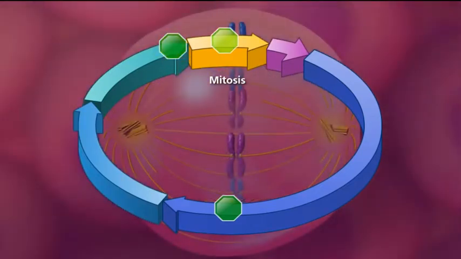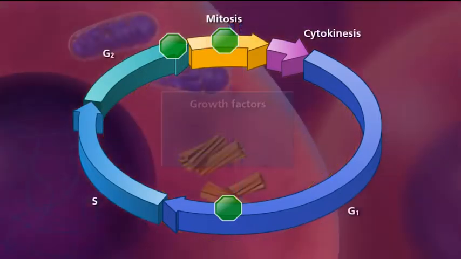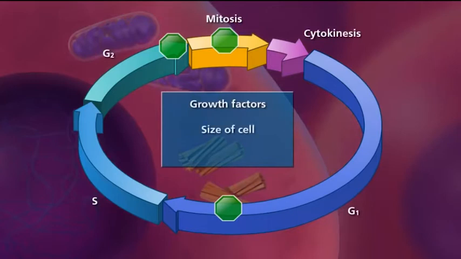The last checkpoint occurs during mitosis. At this checkpoint, the cell can only pass if the chromosomes have attached to the spindle apparatus. Next, we will discuss the process of meiosis and how gamete cells are able to replicate.